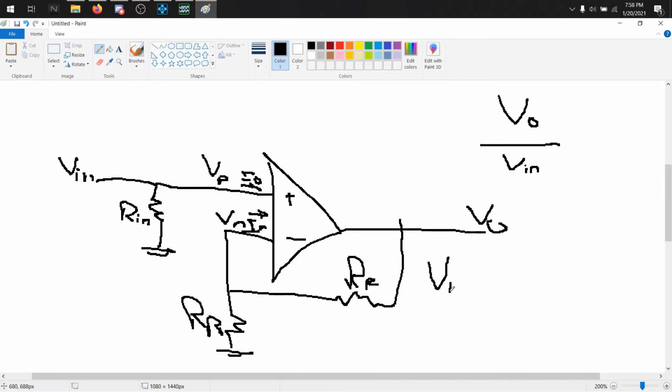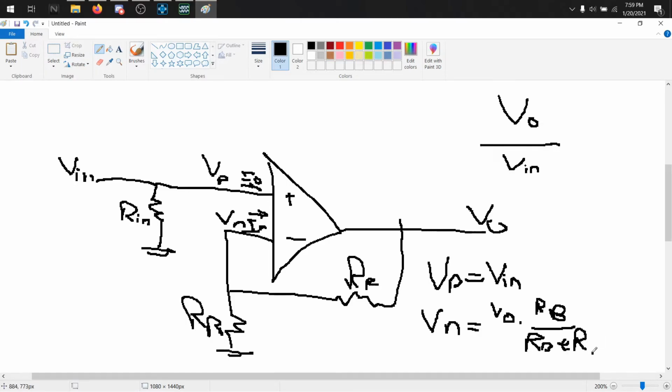So we know that VP equals Vn. But Vn, the V negative terminal, is equal to V out times RB over RB plus RF. Someone's watching Disenchantment.